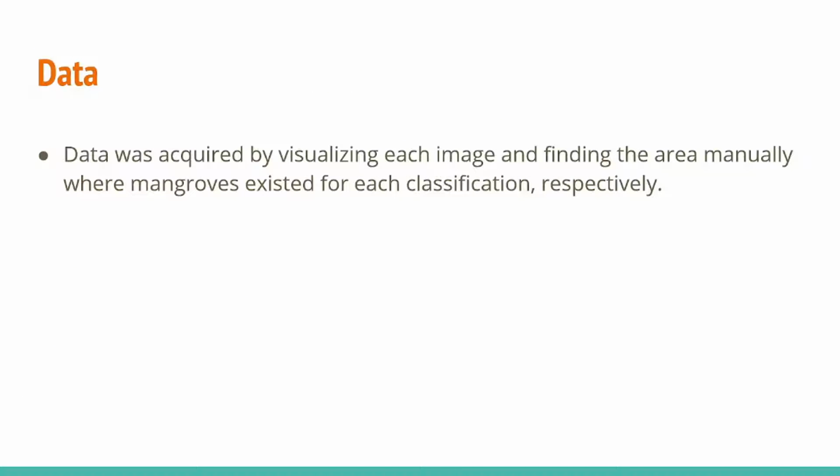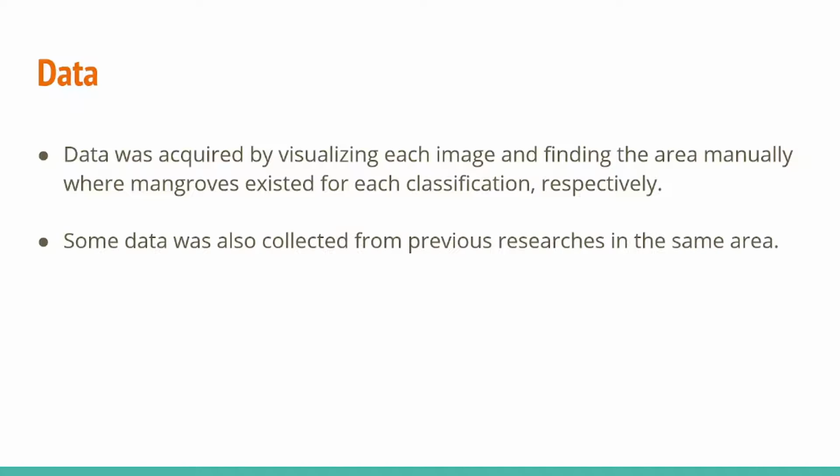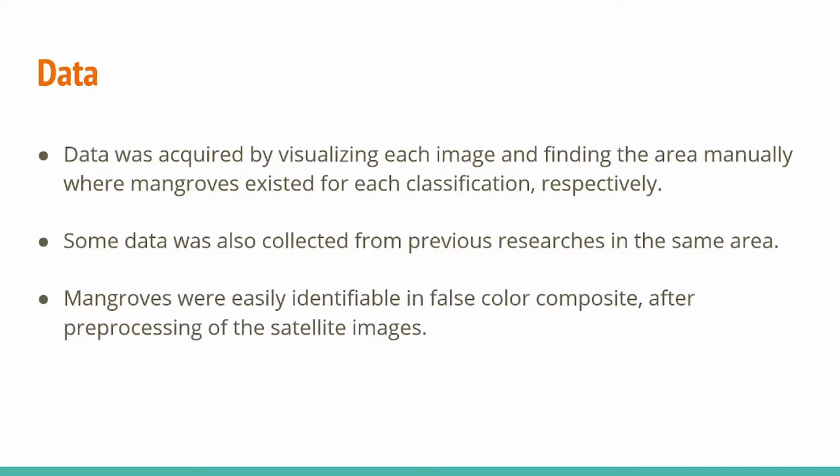The data was collected by visualizing each image and finding the area manually where mangroves existed for each classification. Because the images were masked, it was very easy to identify the mangroves. Some data was also collected from previous research in the same area. Mangroves were easily identifiable in the false color composite especially.